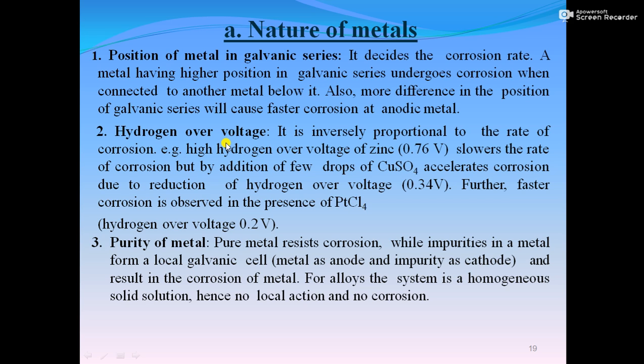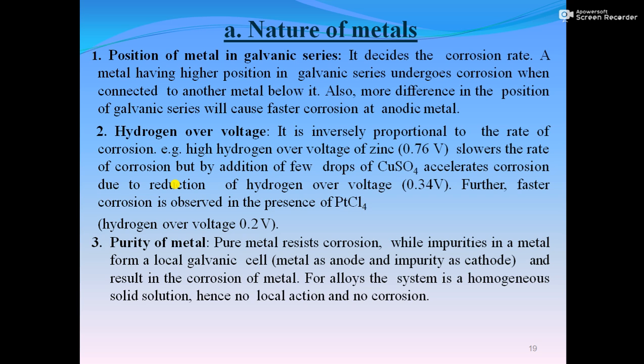Then the second is the hydrogen overvoltage. This factor affects the rate of corrosion only in acidic medium. In acidic medium, the electrochemical corrosion occurs by the hydrogen evolution mechanism, and the corrosion occurs at the anode. The voltage or potential at which hydrogen gas is liberated at the cathode is known as the decomposition potential. At this potential, the hydrogen gas is in equilibrium with the hydrogen ion. So this potential can be theoretically calculated. But experimentally it is observed that the actual evolution of hydrogen gas at the cathode doesn't occur at this potential but requires a higher potential.